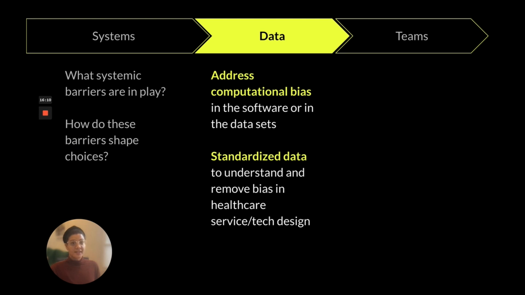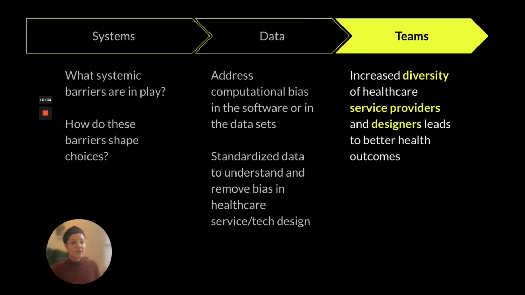The next is to consider the data that we're using to inform and build our designs. We need to address computational bias in the software or the data sets. And we also need to advocate for standardized data to understand and remove bias in healthcare service or tech design.